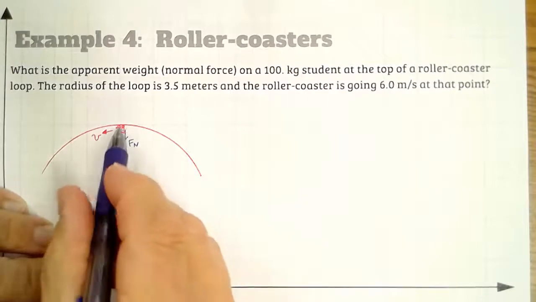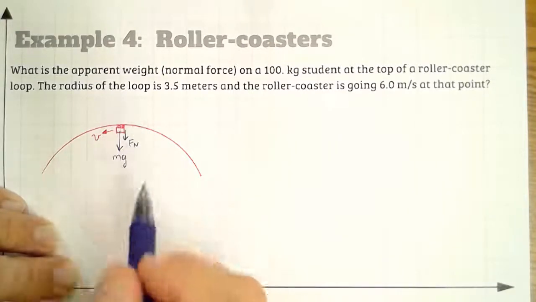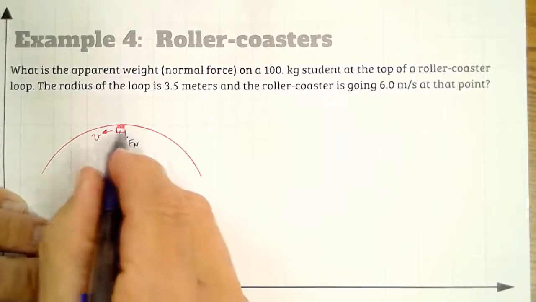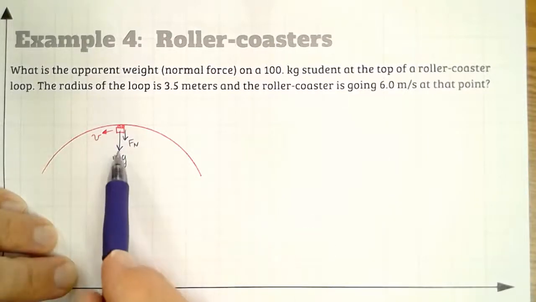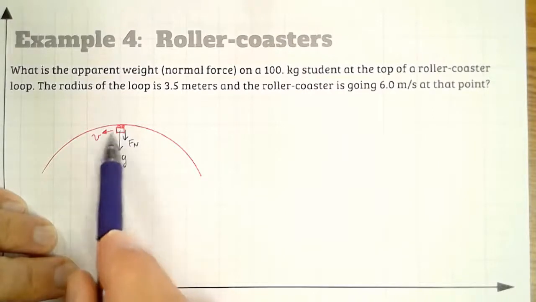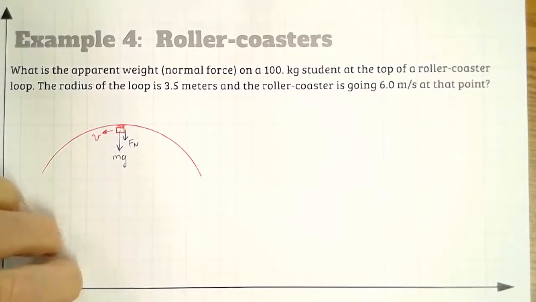Now you say, well, there's no forces pushing up. That's true. But because this is moving in a circle, there needs to be an unbalanced force pointing towards the center of the circle. So the weight and the normal force are the forces that keep this object moving in a circle. And we've got to figure out how big the normal force is.